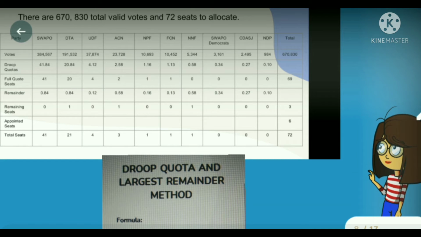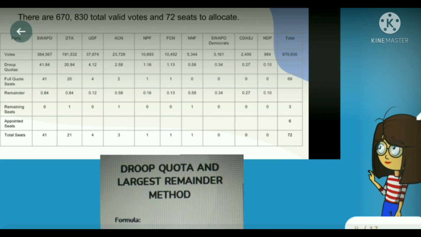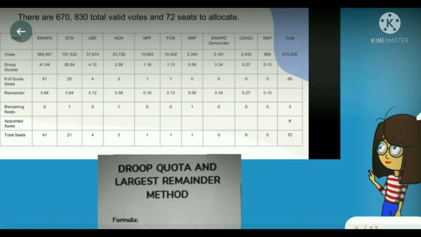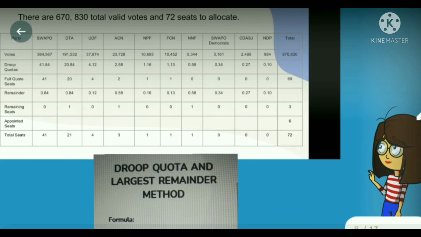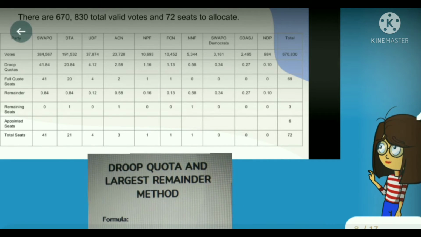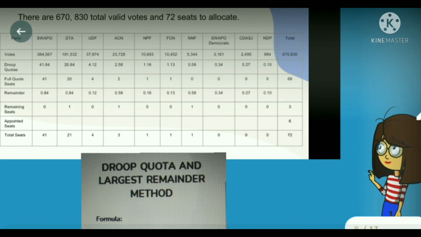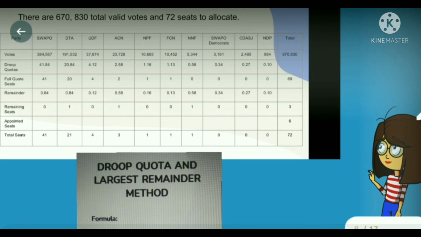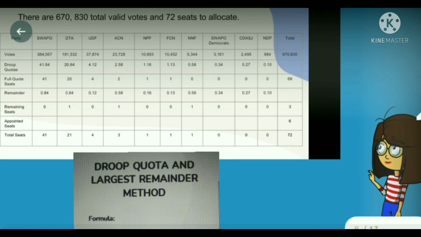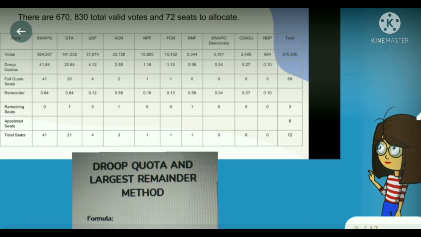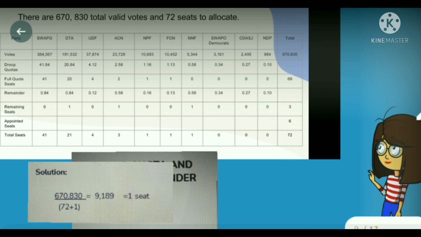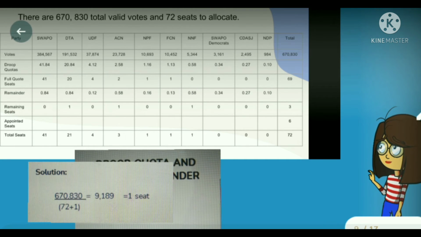So this is how we compute the drop quota. Our formula will be total valid votes divided by number of seats plus 1 equals the number of votes for 1 seat. Our total valid votes is 670,830, while our number of seats is 72. Then plus 1. Okay.